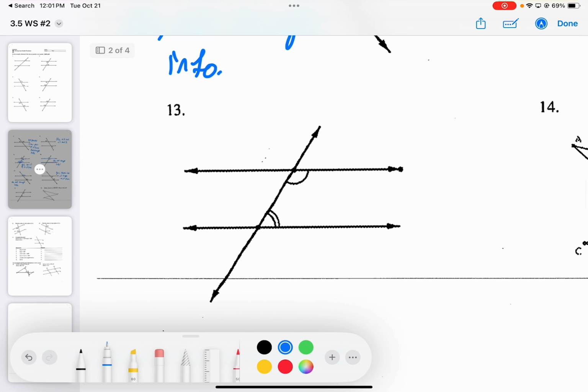All right. 13. No. What type of angles are they? Consecutive. Yeah. And are they supplementary? We don't know, right? They just have different arcs. So we'd say no, not enough info.